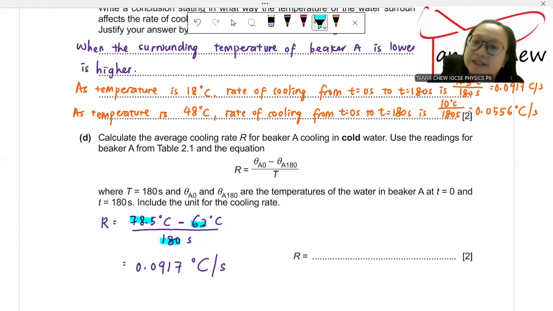Now, let me make this easier for you. If you encounter this kind of situation, you have different numbers of significant figures here, make sure that final reading before you fill in the blank, you can choose whether you want to put it in terms of two significant figures, which is equal to 0.092 degrees Celsius per second, or you want to put it in terms of three significant figures, which is 0.0917 degrees Celsius per second. So most of the time, we follow the least significant figures. So I am going to put it in terms of 0.092 degrees Celsius per second.